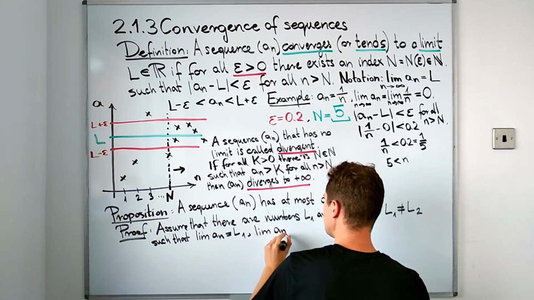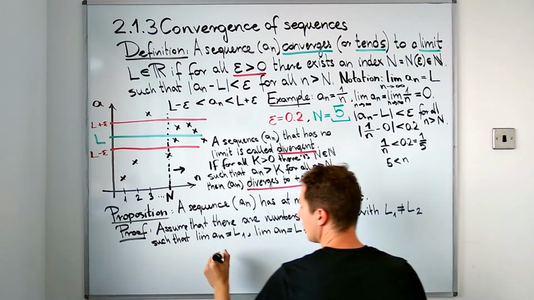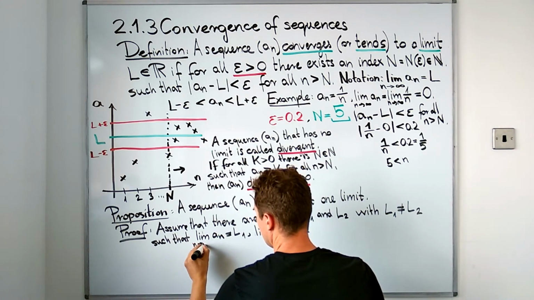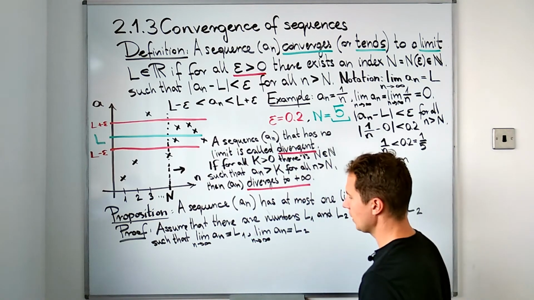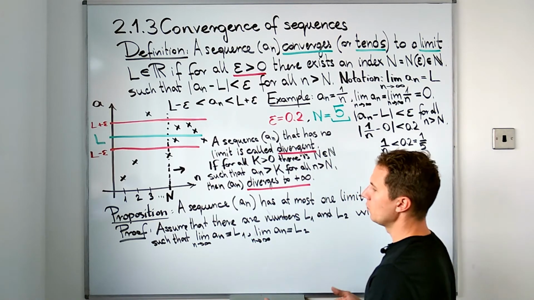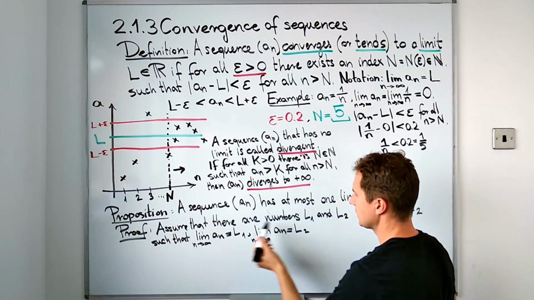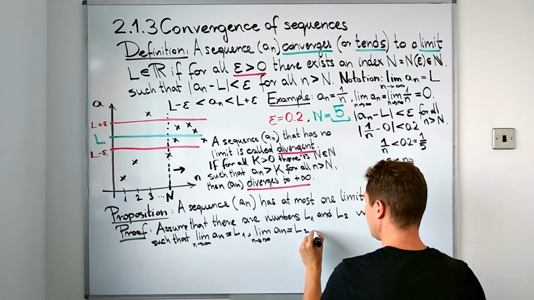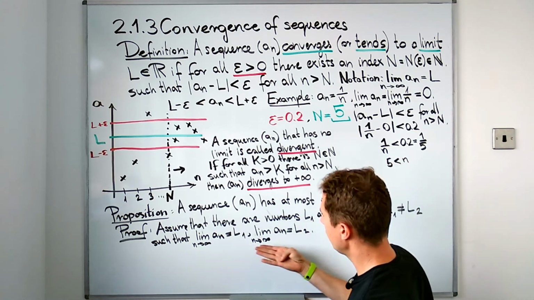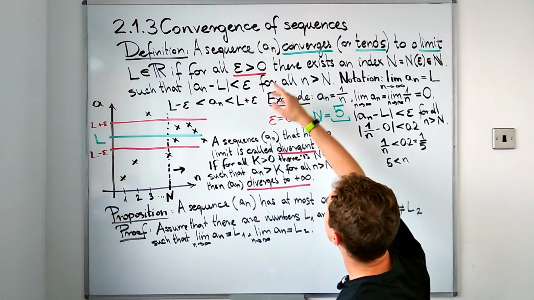Now, let's see if we can make a few logical steps and arrive at a contradiction, because if we do that, we have shown that our initial assumption of having two different limits was wrong. Okay, so what does it mean to have a limit? Well, we just use the definition.